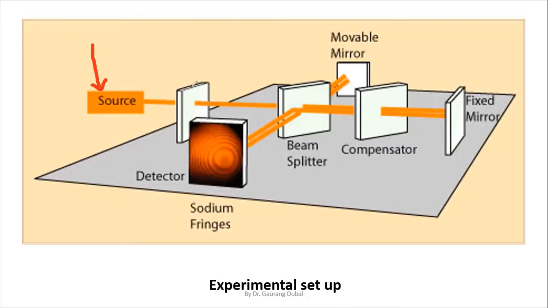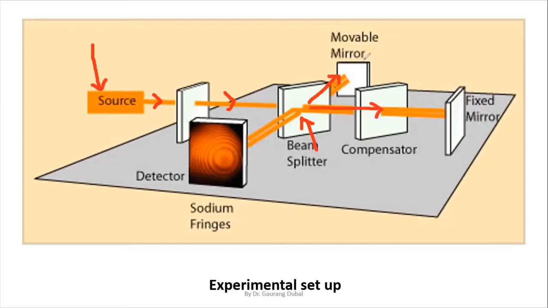Right? It passes through a filter here, and the light coming from the source goes to a device called a beam splitter. You can see the beam splitter. So what is the beam splitter doing? It changes the pathway of the beam. One beam will go to this side, and another beam will go to this side, right?